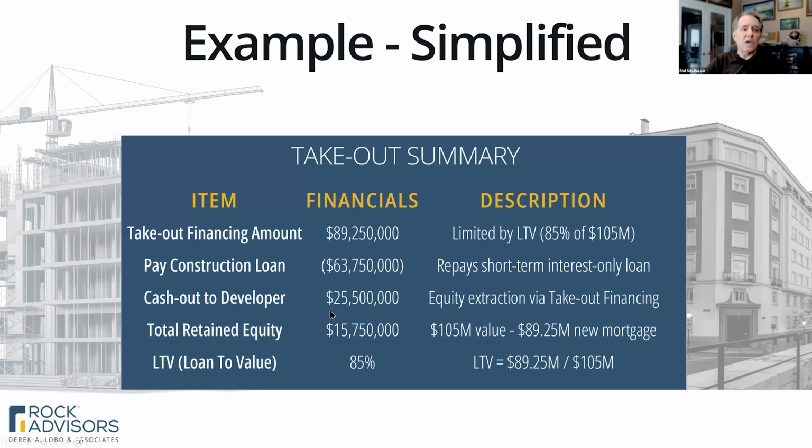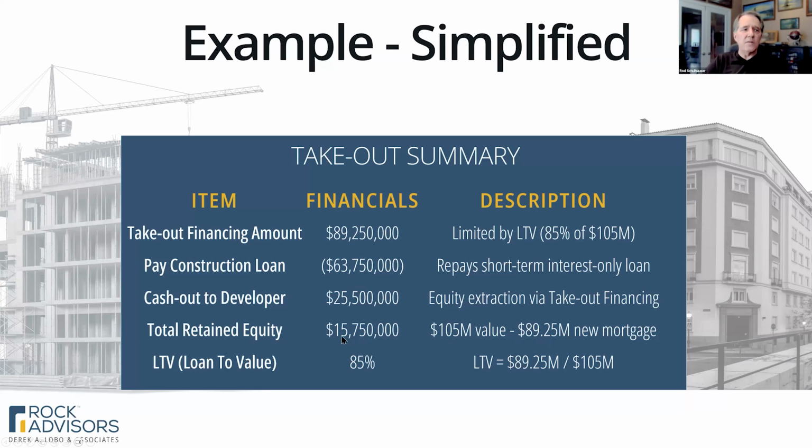Cash out to the developer in this case was $25.5 million. And that is equity extraction via this financing transaction. And don't forget that from the developer's perspective, they have something called retained equity, meaning that the building itself now is worth $105 million. And now they have a debt of almost 90 million.